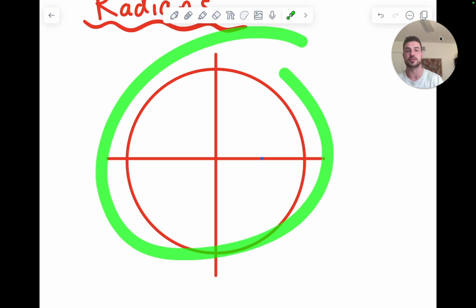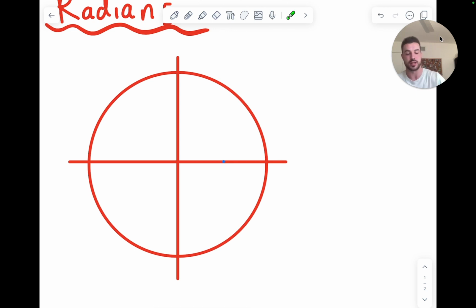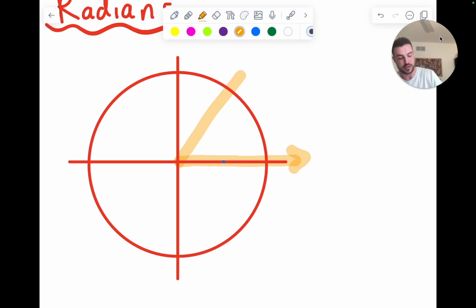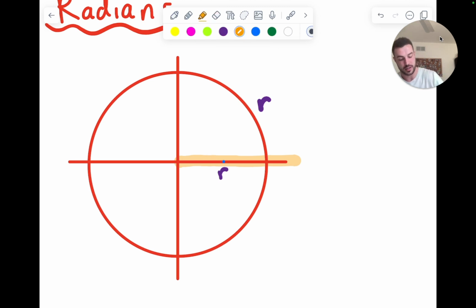Again, this is just the zoomed in version of what we have right here. To define what a radian is, I'm going to first draw the beginning part of my angle. Then a radian is essentially an angle like this one, where the length on the side here is the same length as our radius. So this length here is the same length as this one. That is what a radian is.